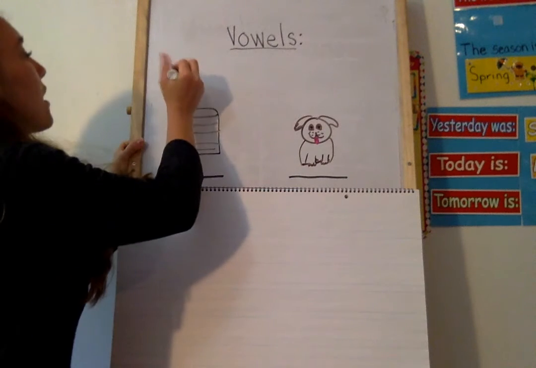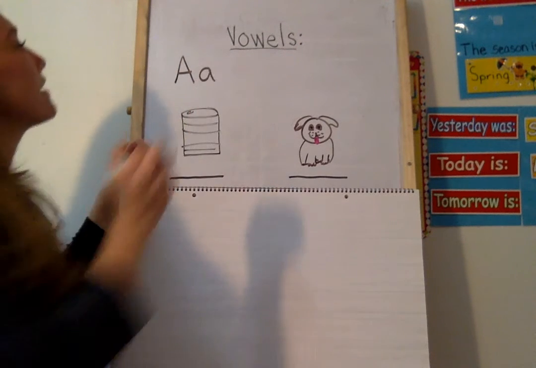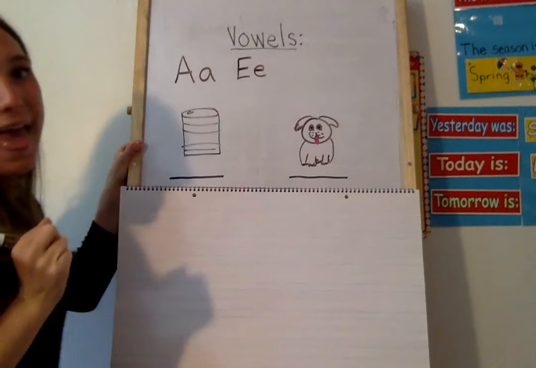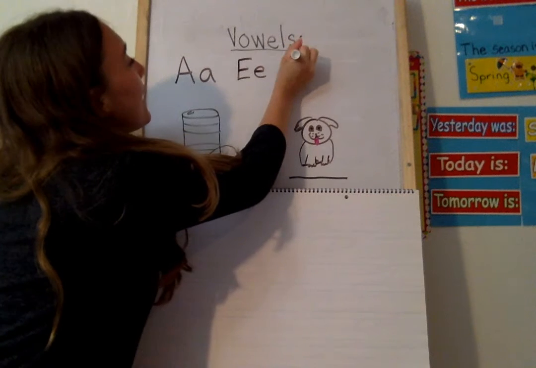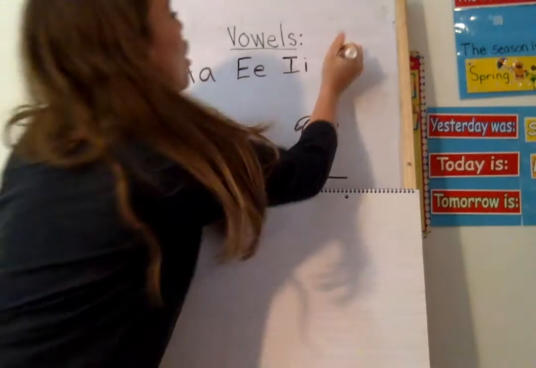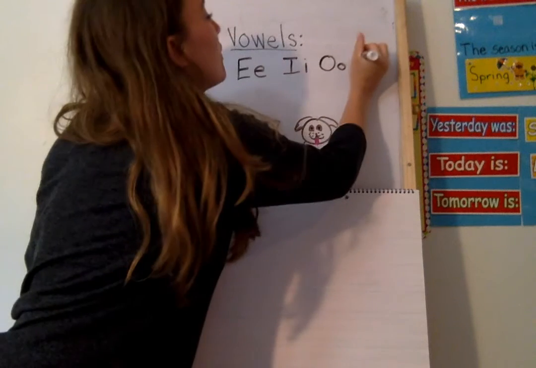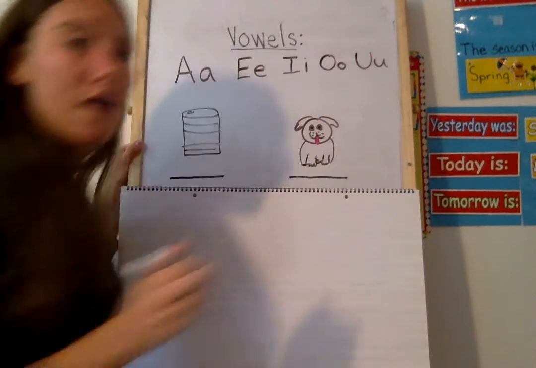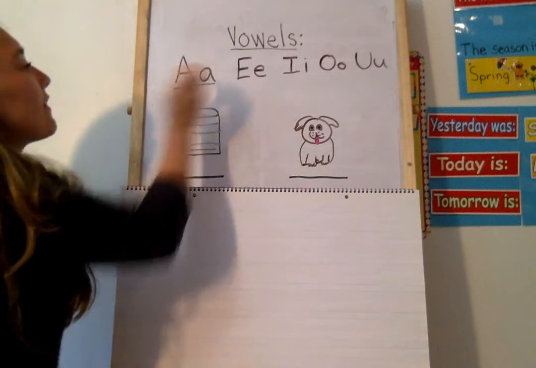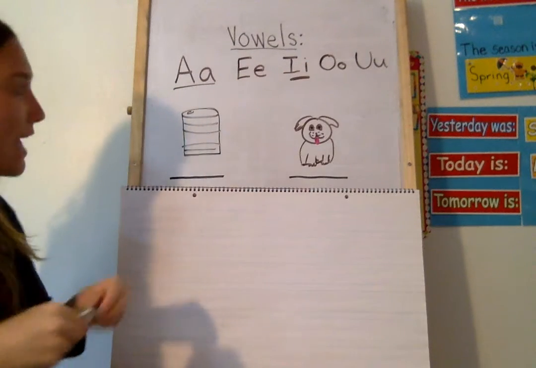Our vowels are A, E, I, O, and U. But today we are going to learn about A, and then later this week we're going to skip E and go to I. So A and I this week.